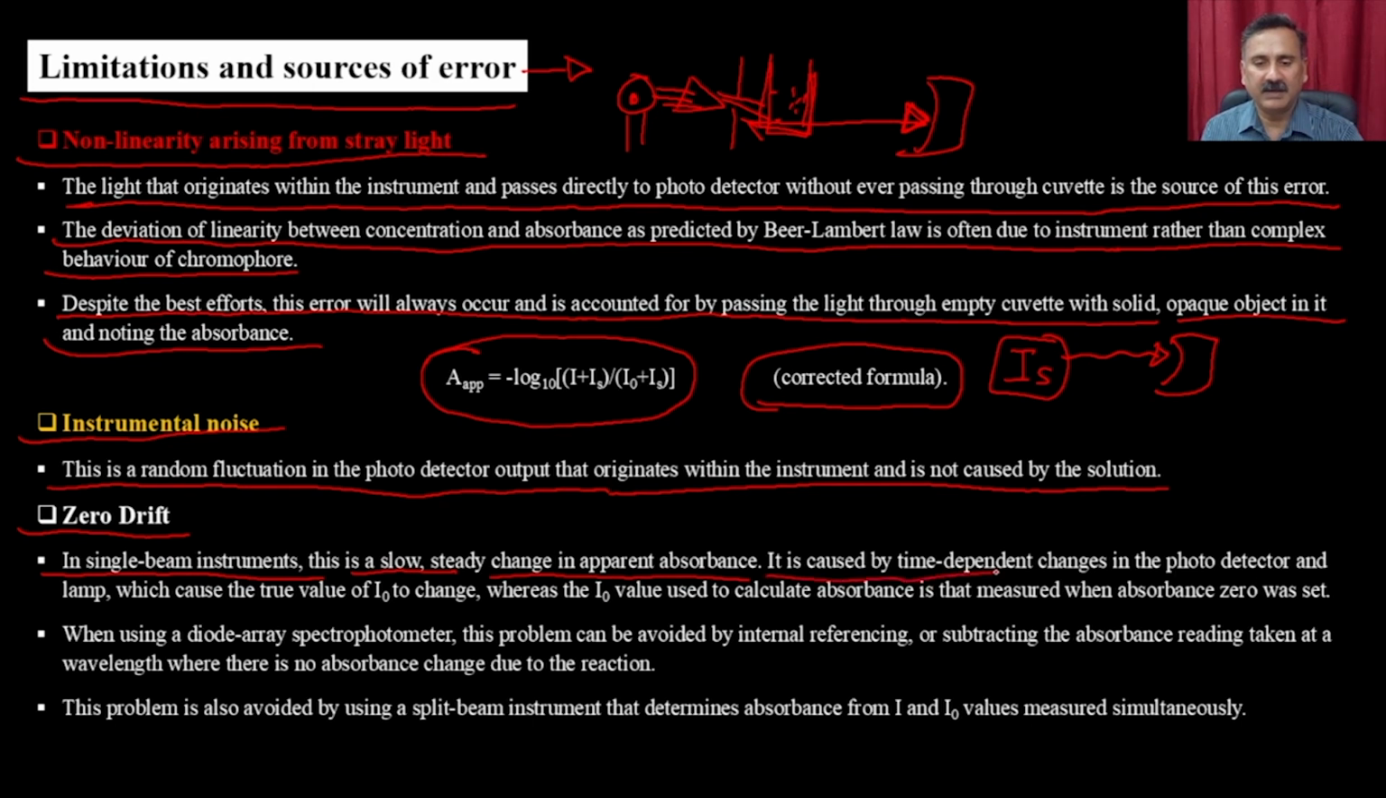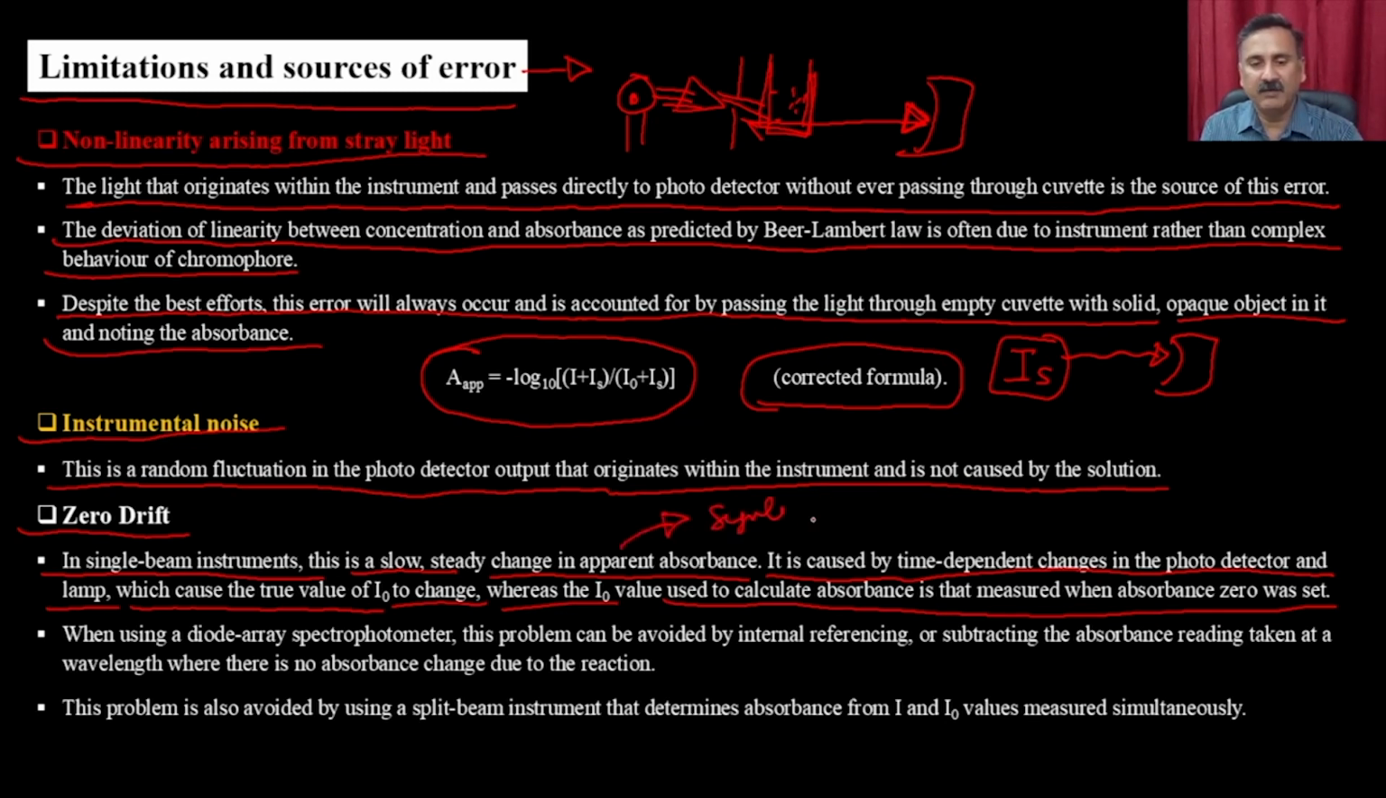It is caused by the time dependent change in the photodetector and lamp, which causes the true value of I0 to change, whereas the I0 value used to calculate absorbance is the one measured when the absorbance zero was set. Okay. So this is the problem of single beam instruments, right?